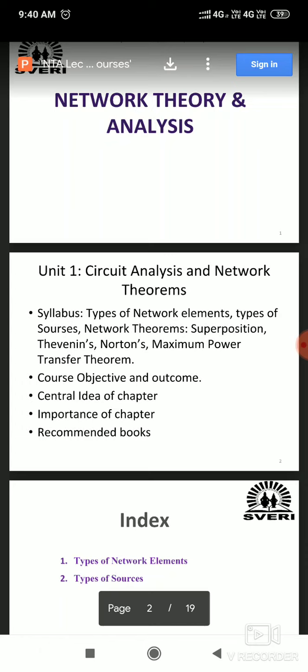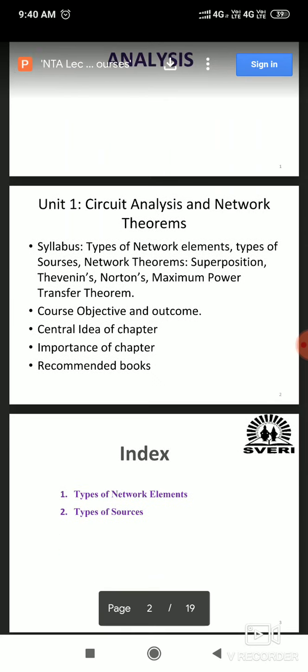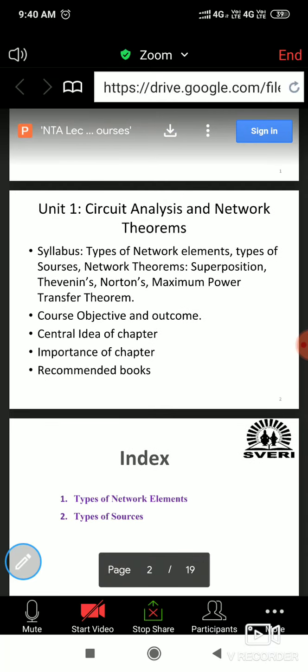Central idea means we are learning the different circuit analysis methods. Along with that, we are learning four different network theorems, which are useful for solving the network problems to analyze voltage, to analyze currents, etc. Importance of the chapter means, once we learn this chapter, what is the use of this chapter? So that use I already told.